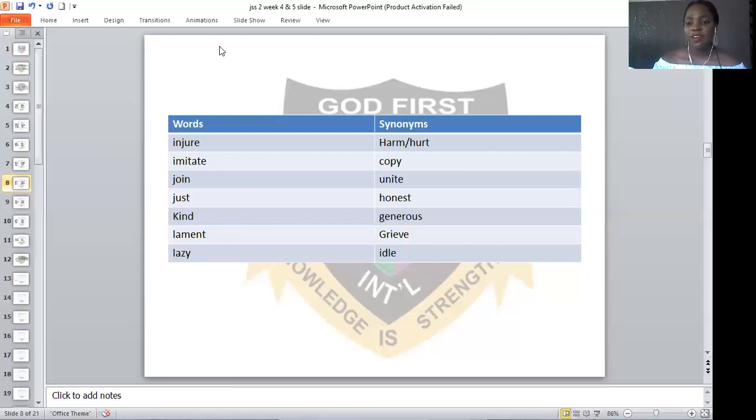Kind. He's a very kind man. Generous is a synonym for kind. So you can as well say he is a very generous man.